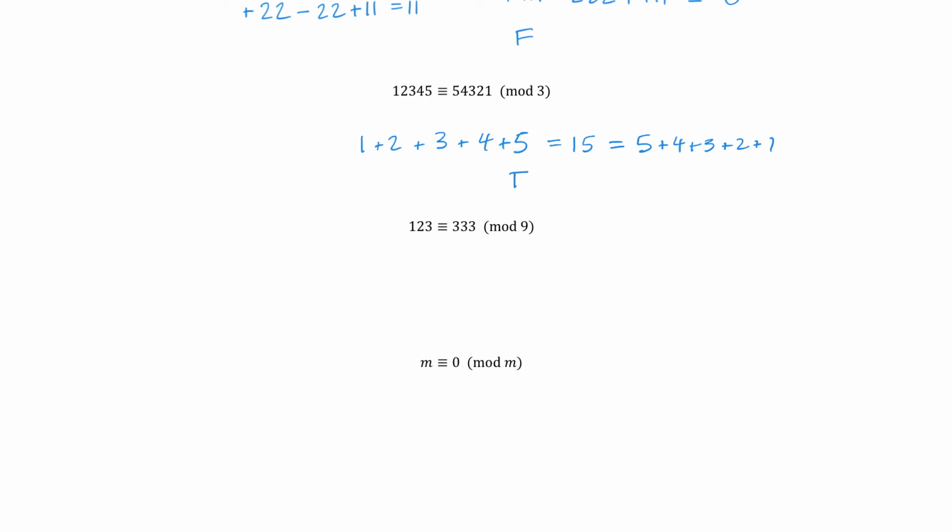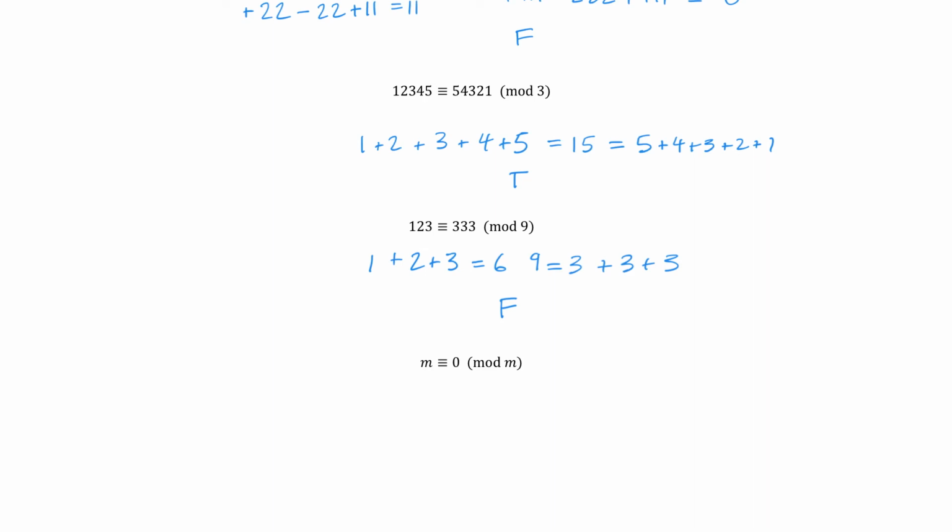For mod 9 below, we'll do the same trick. We're just thinking about dividing by 9 and finding the remainder instead. So 1, 2, 3 added together on the left, and then 3 plus 3 plus 3 on the right-hand side. So on the left we get 6, and on the right we get 9, and 6 and 9 will give you different remainders in mod 9. So the original numbers also give you different remainders in mod 9. So this one is false.